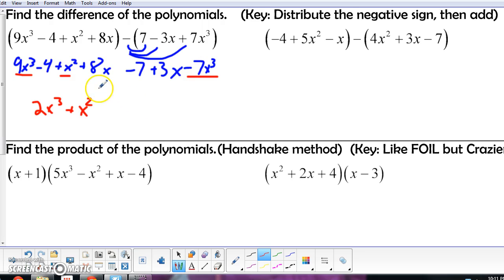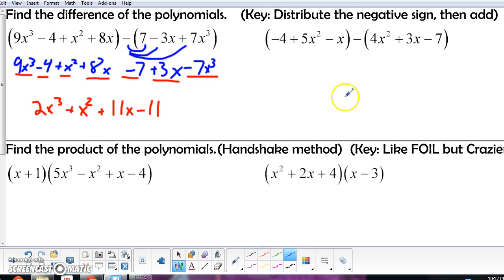And then I'll look for the x term, the linear term. I've got an 8x and a 3x. Put those together. We have 11x. And finally, the constants involved in the problem. We've got a negative 4 and a negative 7. Put those together, that will be negative 11. So there's our polynomial written in standard form and everything.